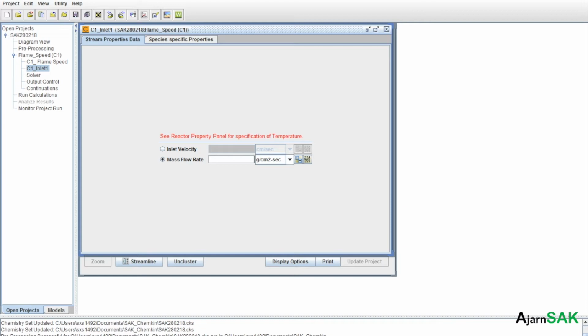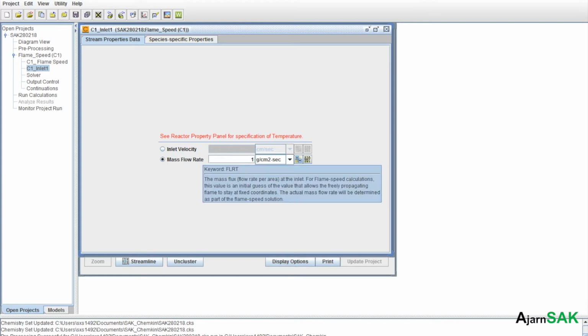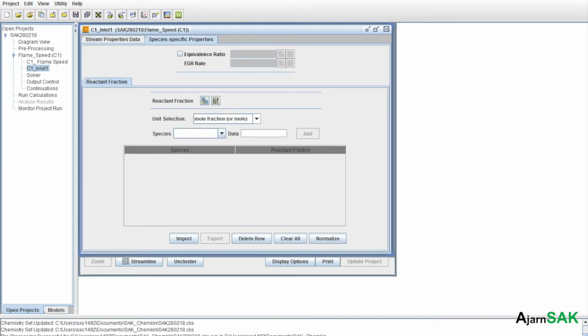So how much should we go for now? I usually go with 1 or 2. Then I see the results. If it fails to produce the result, then we change it again. Or if you're more comfortable with velocity, go with that. That's okay. I'm comfortable with mass flow rate too. Okay, so let's go to the species.